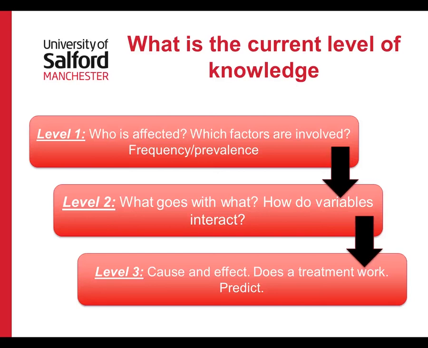Or alternatively, if there's quite a lot of work, there could have been quite a few level 2 studies that have looked at correlations, how variables interact, and there could be quite good knowledge of which variables are related to others. If that's the case, then it might be worth thinking about developing your own question at level 3 to try and predict whether a particular treatment would work, or whether you could choose a particular subset of people on which to target an intervention which is known to work reasonably well.